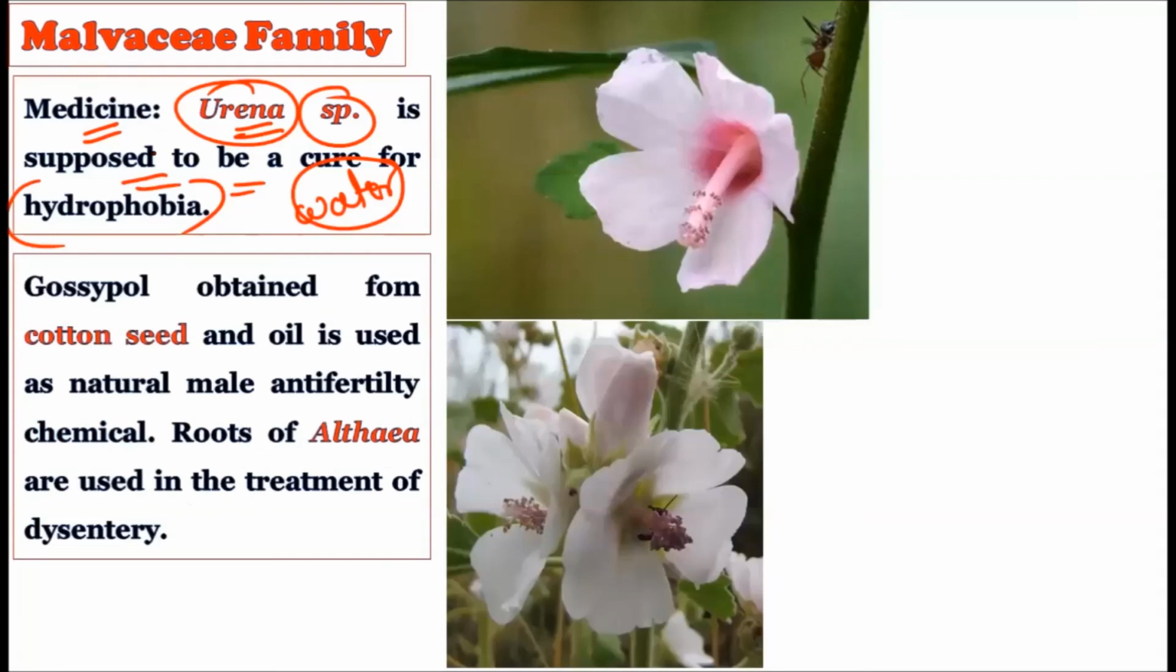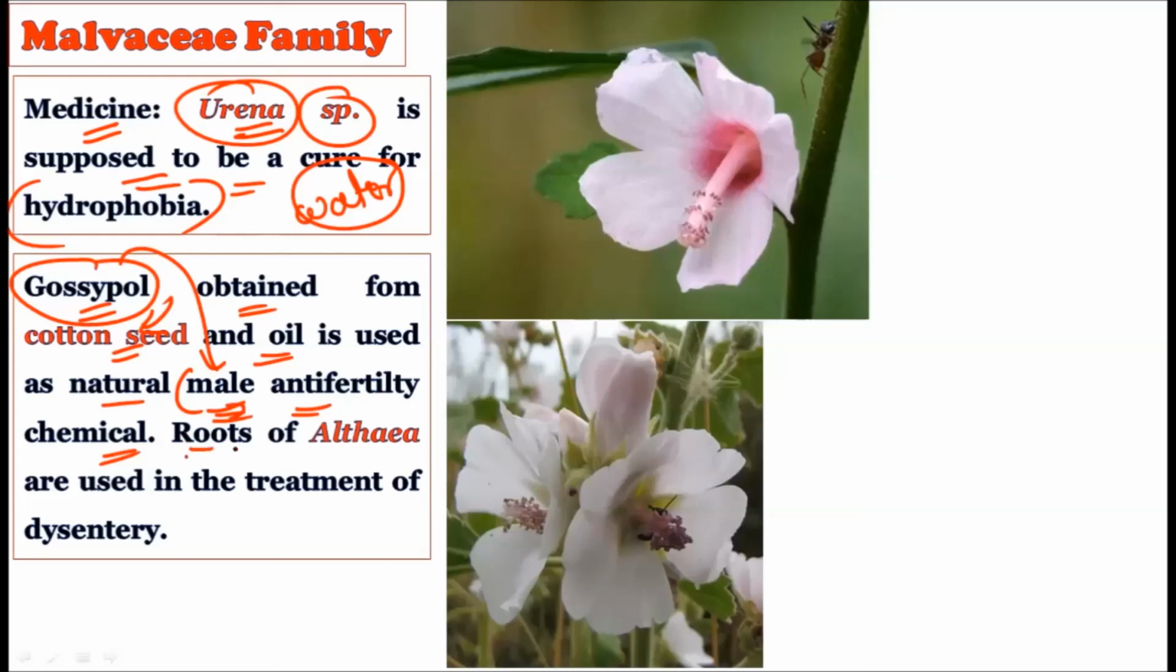All right. Now see the gossypol, which is obtained from the cotton seed. Why is it called gossypol? Because it comes from the Gossypium species. The cotton seeds produce this particular gossypol, and the oil is used as a natural male anti-fertility chemical. This gossypol chemical is used as a natural remedy for male anti-fertility.